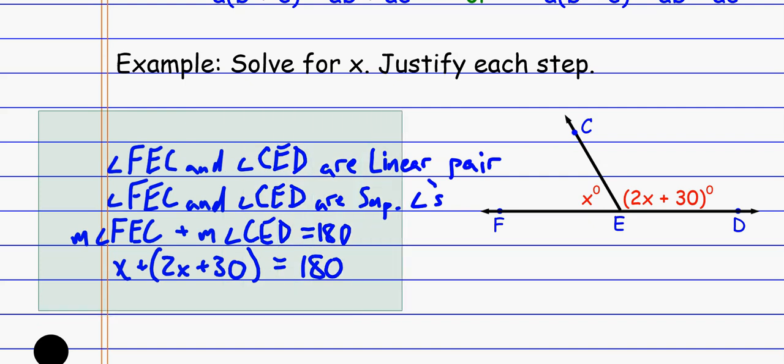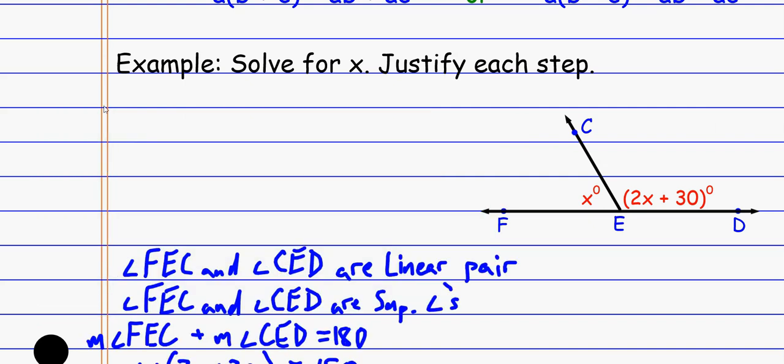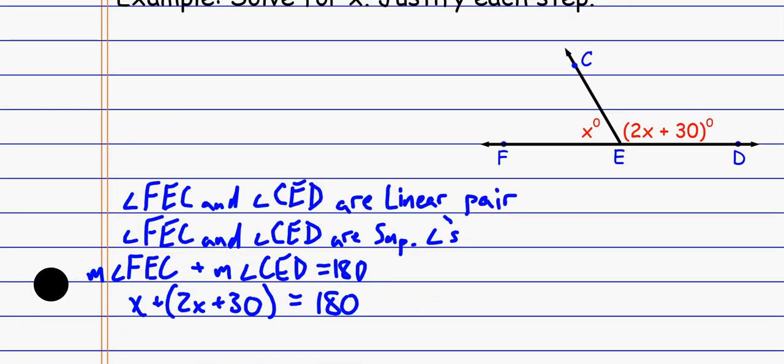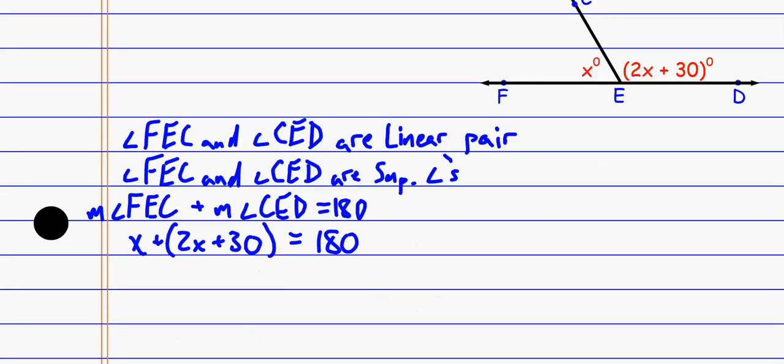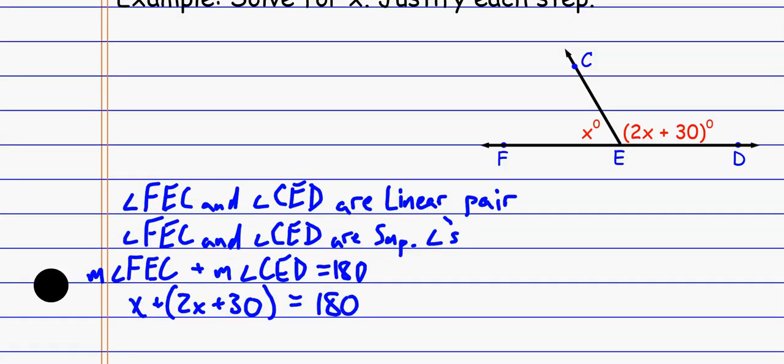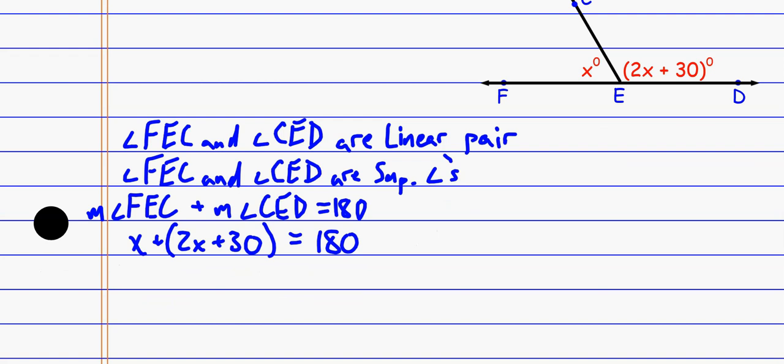Let me scoot this thing down. There we go. So now I've created some space. Let's start talking about this thing. I know they're a linear pair because, frankly, it gave me that they were a linear pair. It showed me on the picture that they were a linear pair. So when we justify that step, we just say that was given to us. All right, that's what we started with.